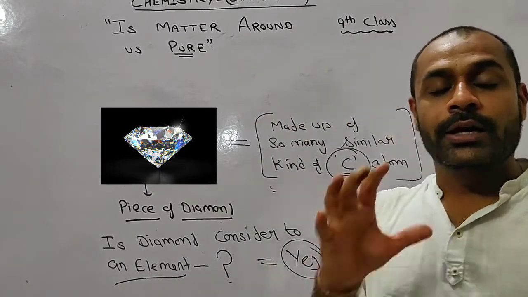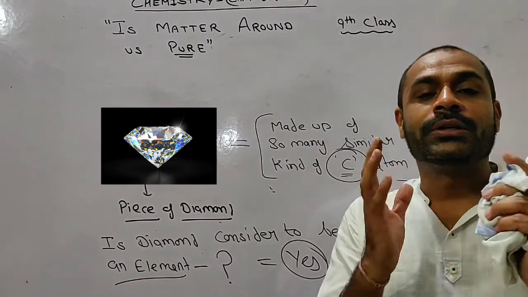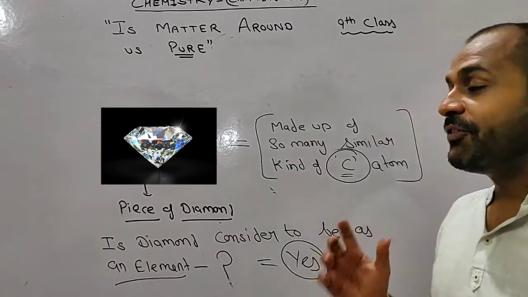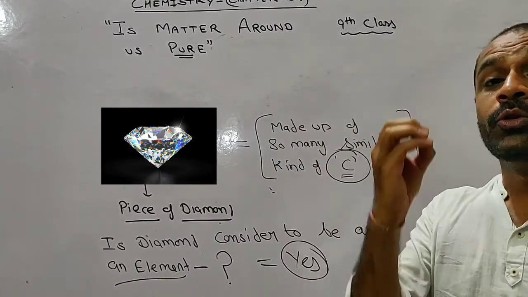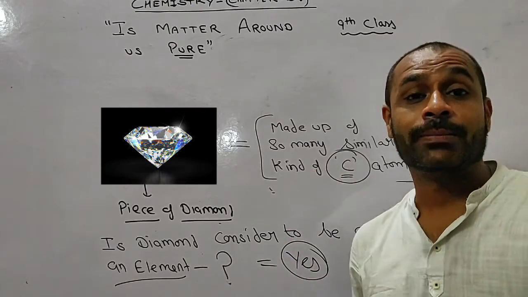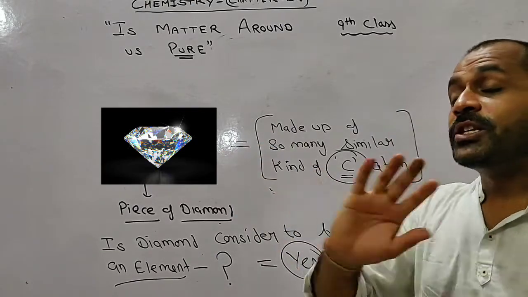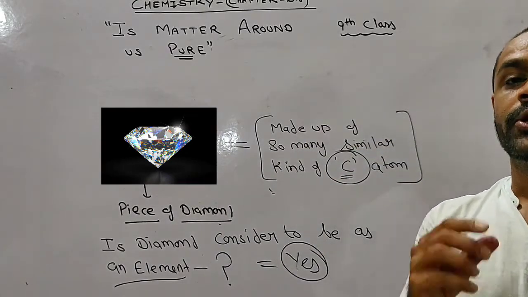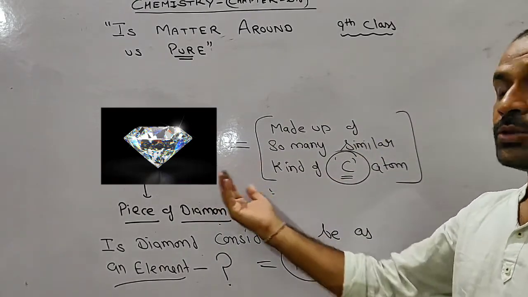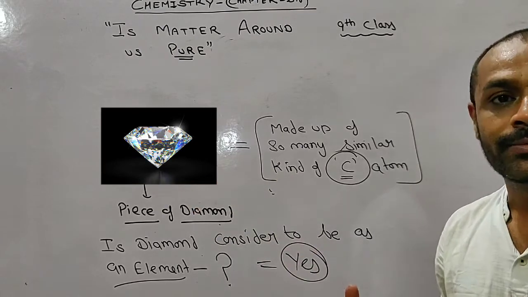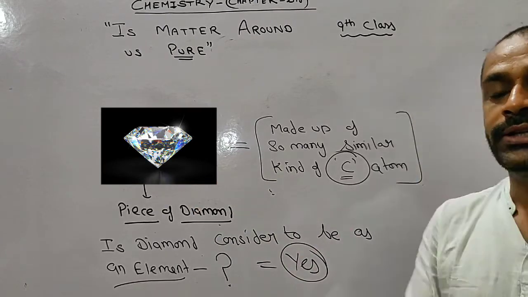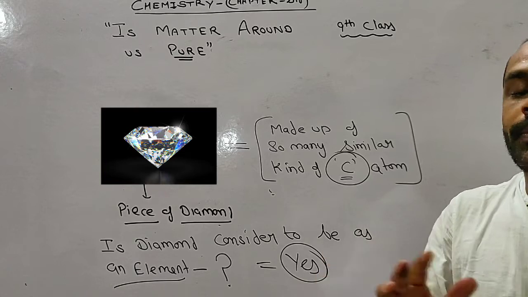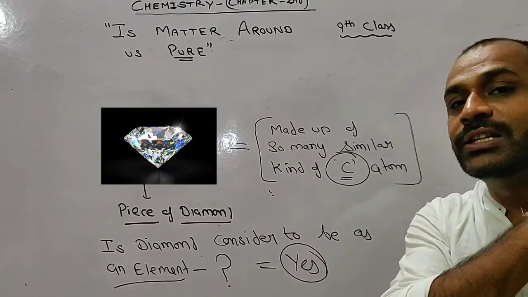So try to recall the definition of an element. Definition क्या थी कि यदि हम कोई भी usual method apply करें तो हम उसे separate ना कर पाएं किसी और simpler substances के अंदर. So when we try to separate this diamond atoms, you will find only single atom, that is carbon. Apart from carbon you will get nothing.